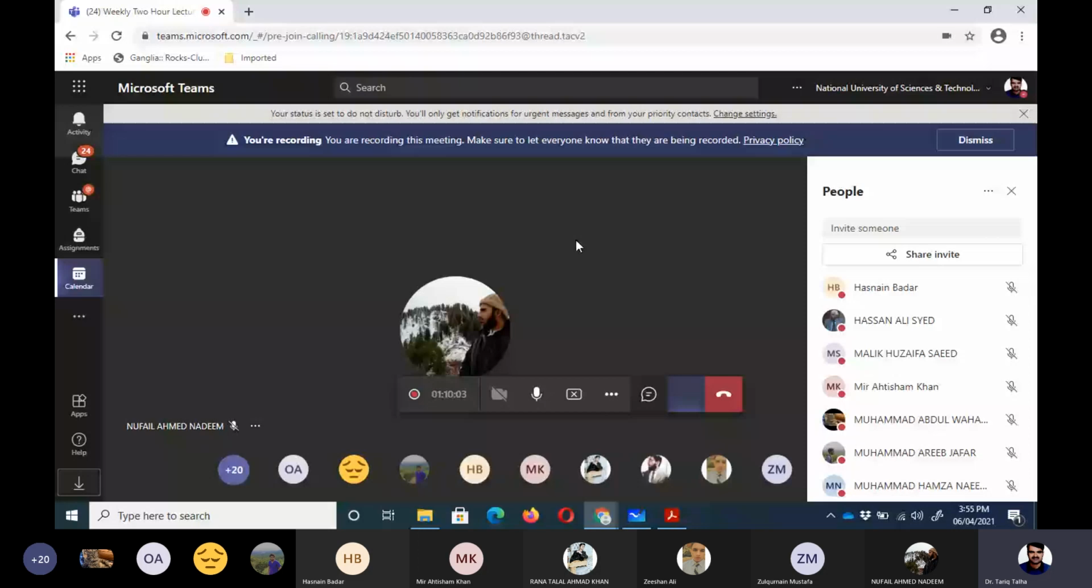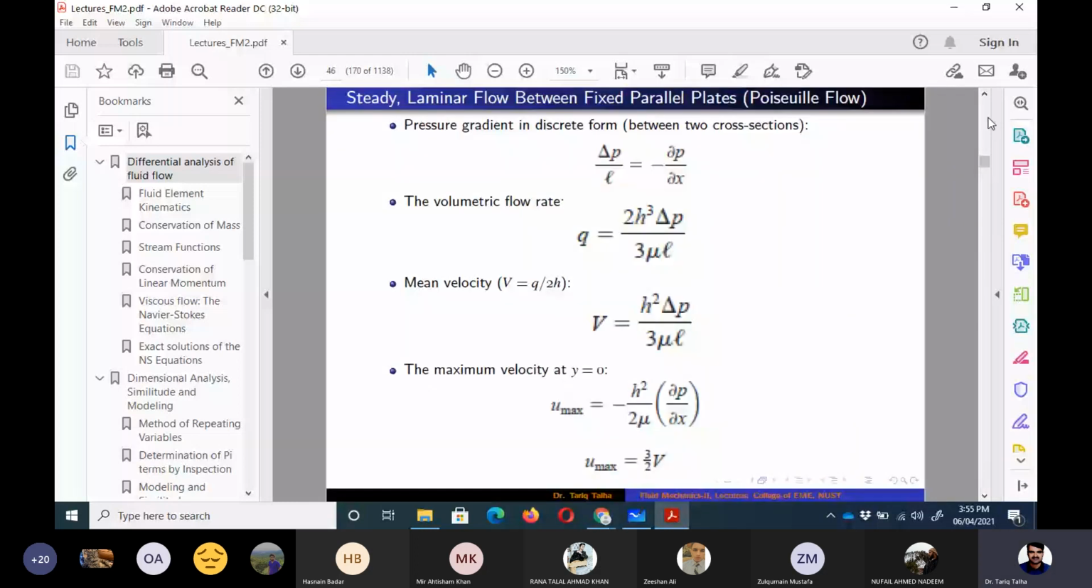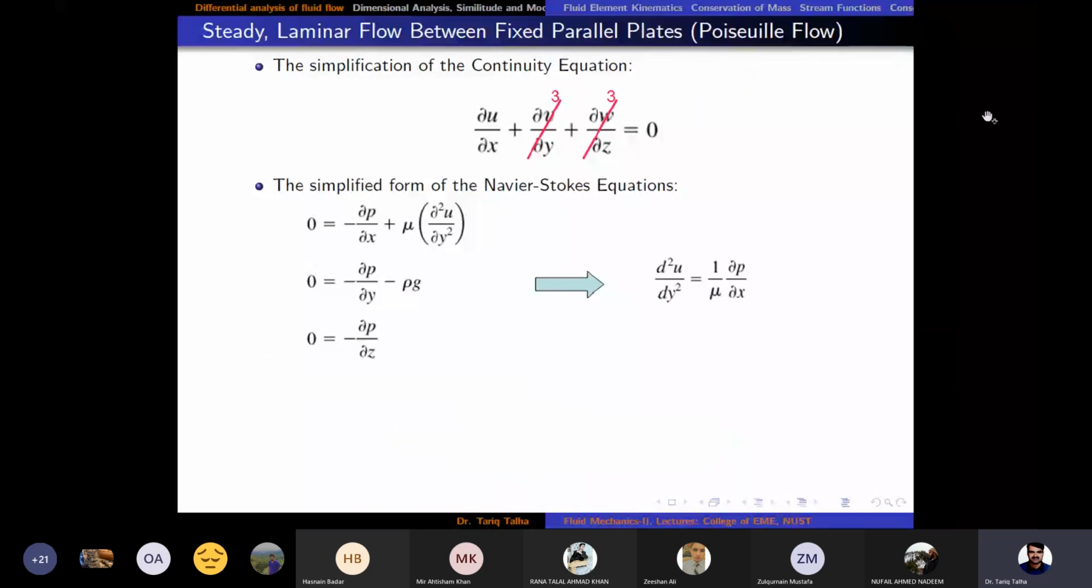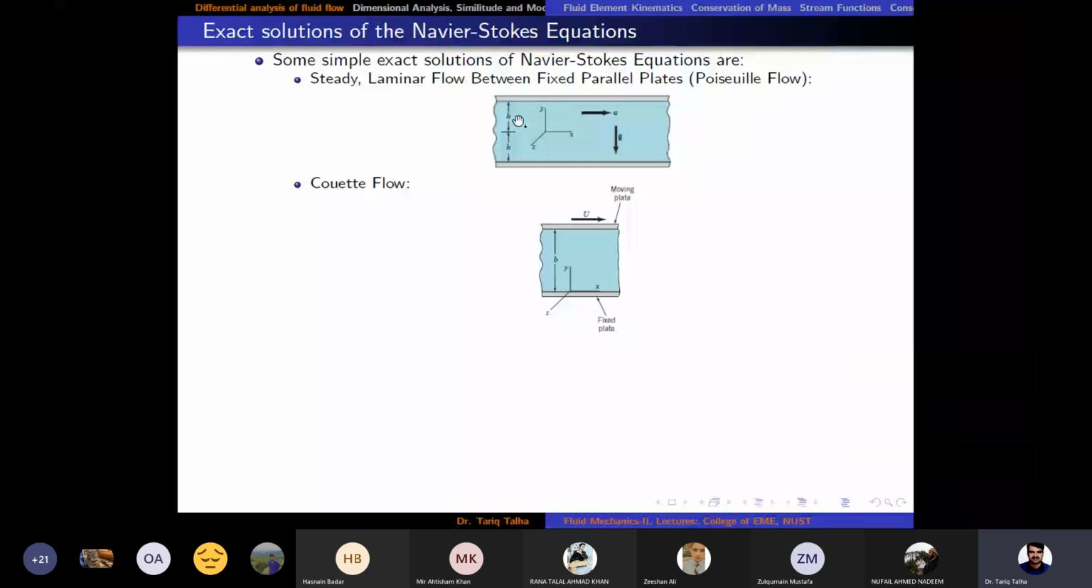Before going on the break, we discussed the flow through. We discussed the derivation for the velocity profile, then the volume flow rate for the steady laminar flow between fixed parallel plates, when both plates were stationary. It means that both plates had zero velocity.